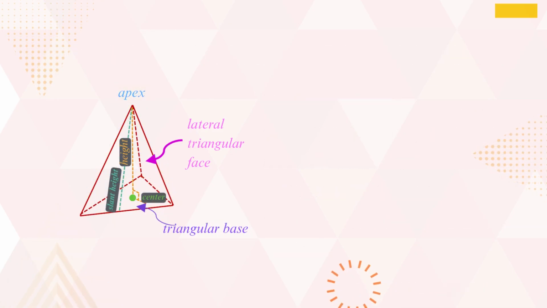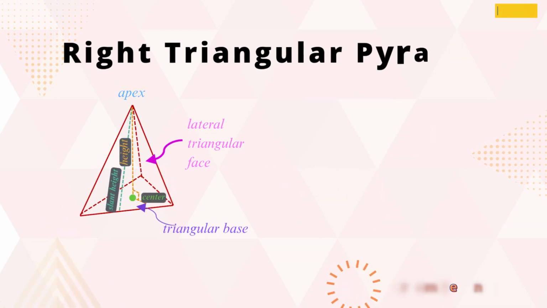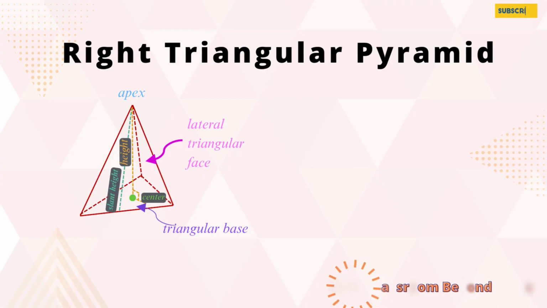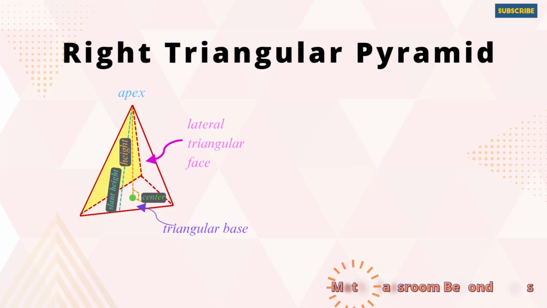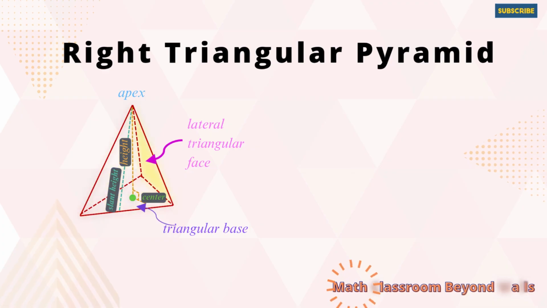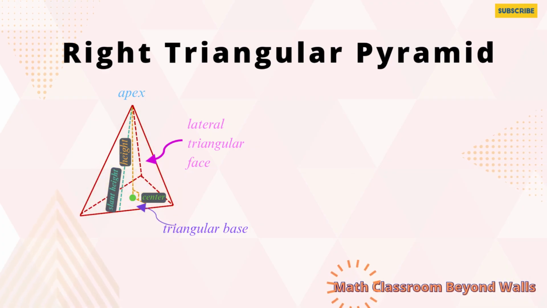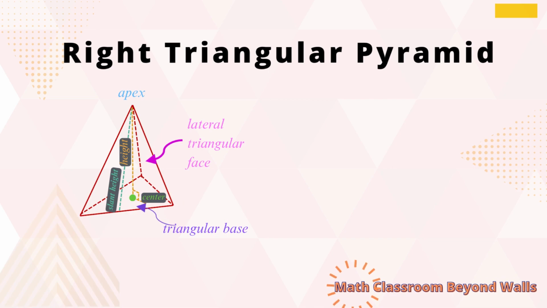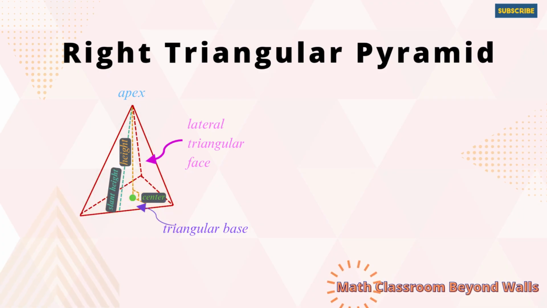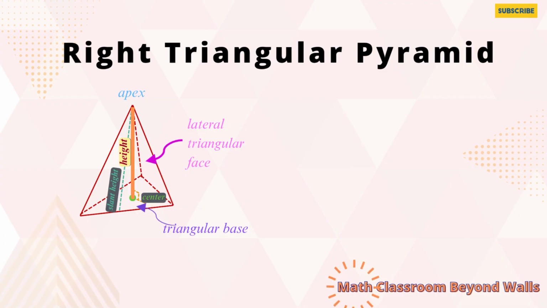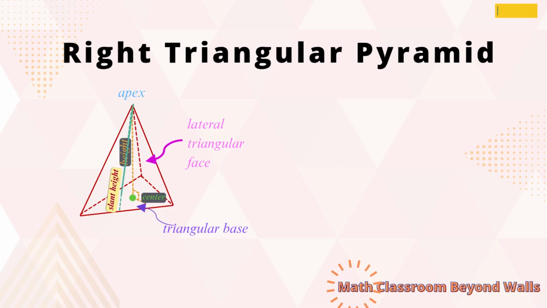Look at this right triangular pyramid, learners. How many lateral faces are there on this pyramid? You're correct. There are 3 lateral triangular faces. This is because its base, which is a triangle, has 3 sides. Again, for this right triangular pyramid, the height is the distance from the apex to the center of the base, while its slant height is the height of its lateral face.